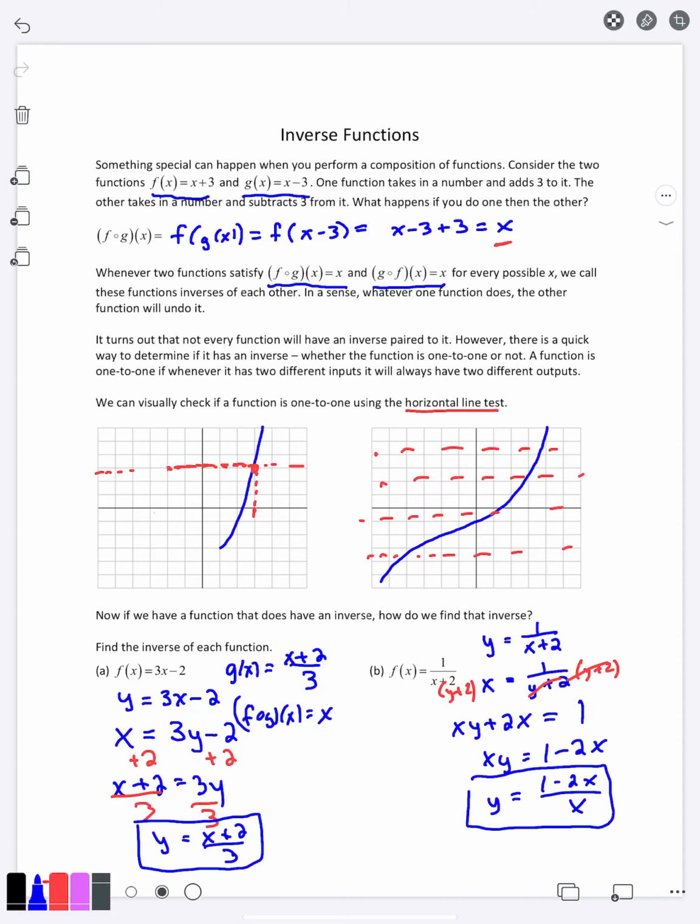So again, any time they ask you to find an inverse function, set y equals, switch your x and your y, and then solve for y.